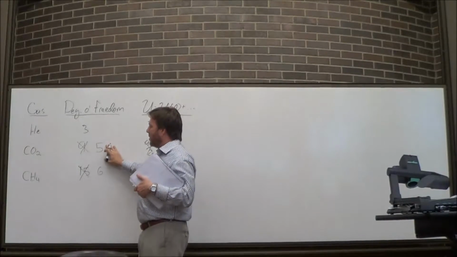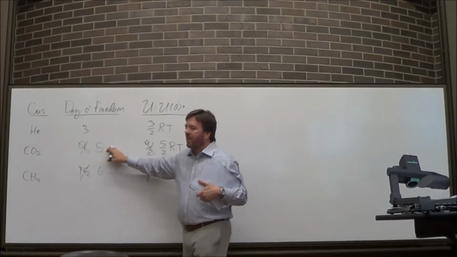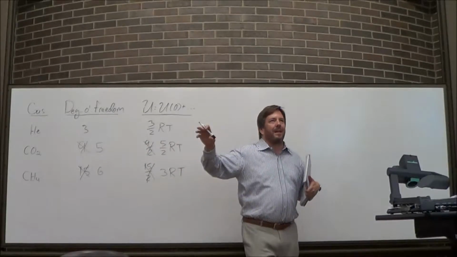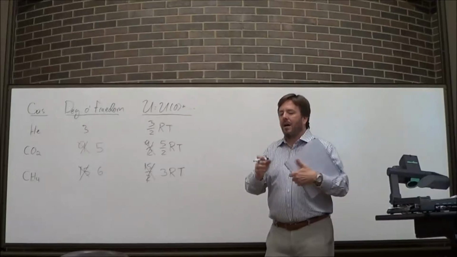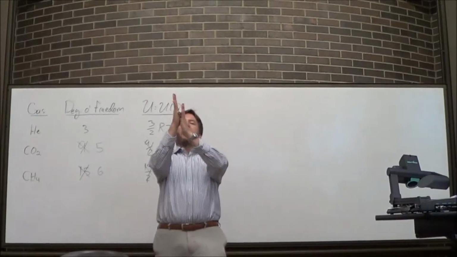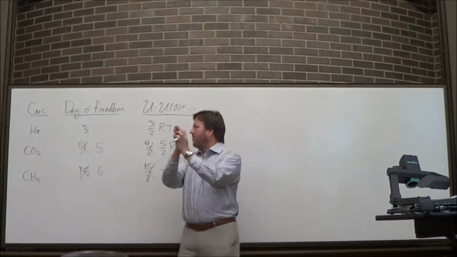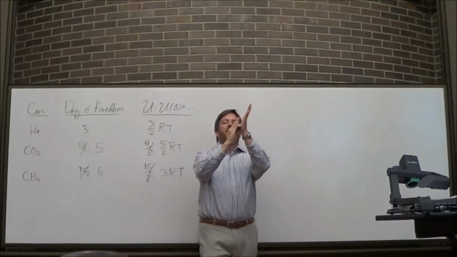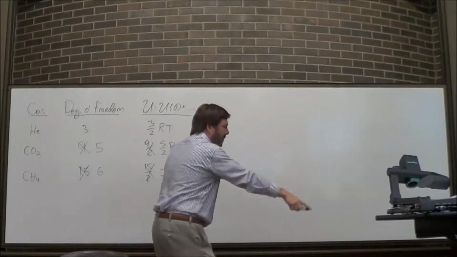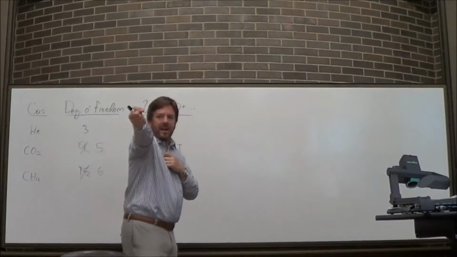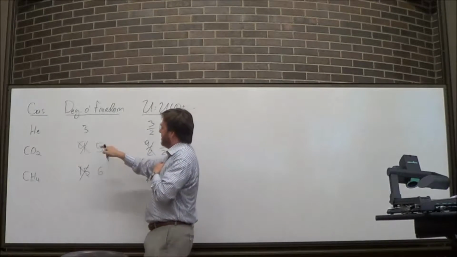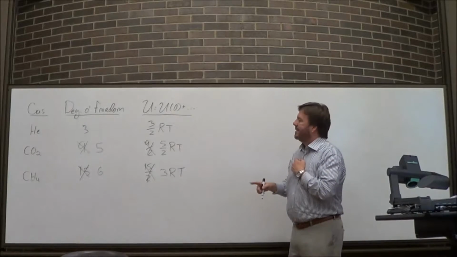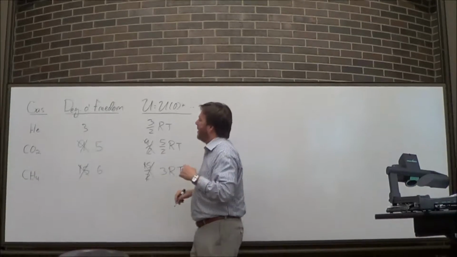Vibrations don't count, and so what you have are 3 translations plus another little funkiness with linear rotors. CO2 does not rotate like this. I can't rotate helium, that's why it only translates. CO2 rotates like this, it rotates like this, but it does not do this. That doesn't work. So there's 2 rotations, 3 translations, 5 degrees of freedom. That's why it's not 9/2, but 5/2.